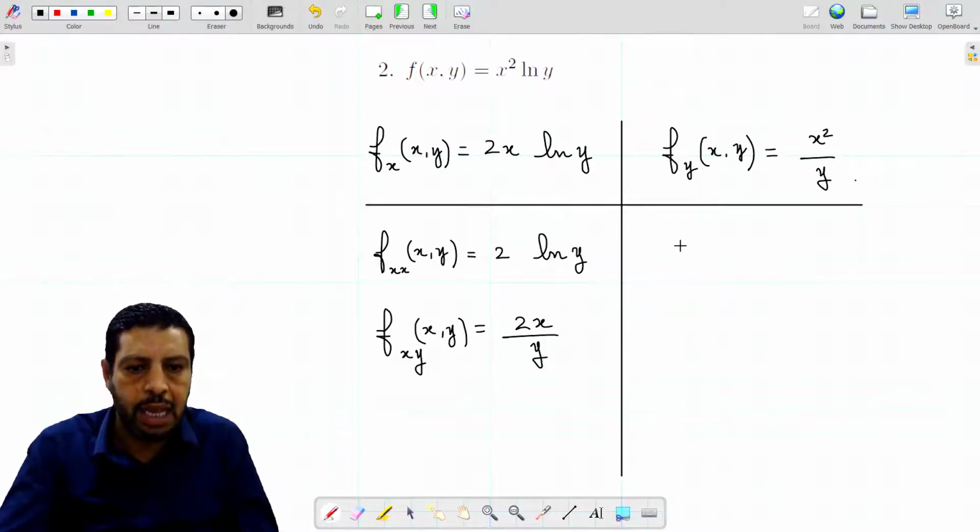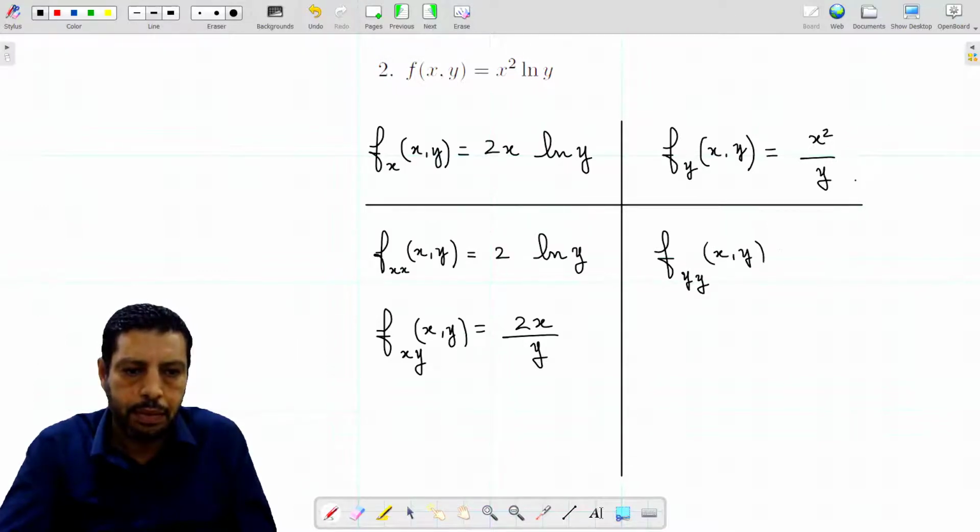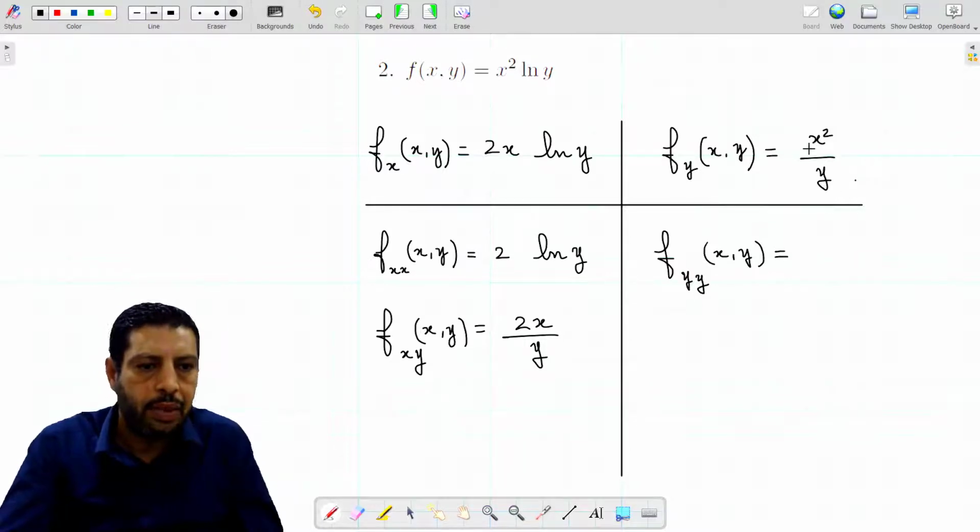Now, let's move to the other side. So, we're going to compute fyy. Now, if you look at this function, you see the y in the denominator. So the function of y in this expression is 1 over y, since the x squared is considered as a constant. And you know that the derivative of 1 over y with respect to y is negative 1 over y squared. Multiplied by x squared, the result will be negative x squared over y squared.